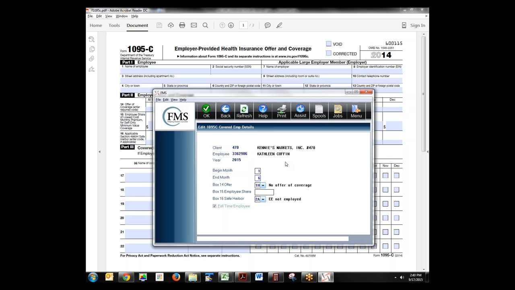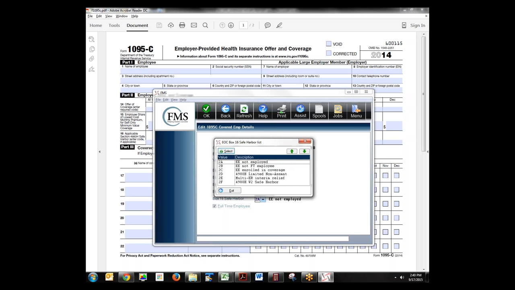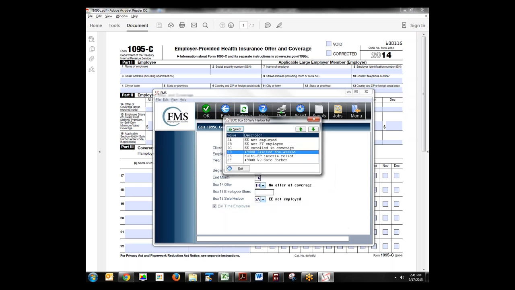And if there's a waiting period, it's essentially the 1H, but there's again a safe harbor code for it. It's called limited non-assessment period. And that basically means the employee is being tested for the 30 average hours, and they're in that waiting period. So we're not sure if they're going to be full-time or part-time, and if they have to get an offer or not.